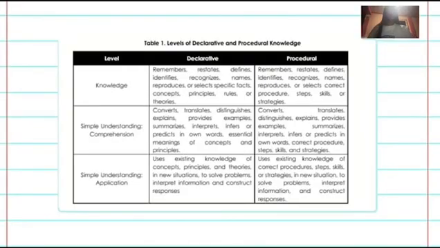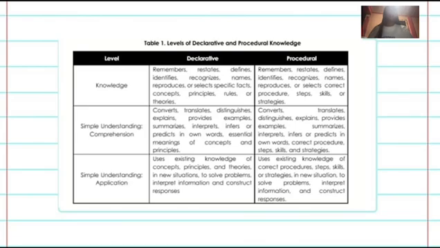So the table 1 shows the levels of declarative and procedural knowledge. First is the knowledge. Remembers, restates, defines, identifies, recognizes, names, reproduces, or selects specific facts, concepts, principles, rules, or theories. So, ang motto niya sa declarative, and sa procedural, remembers, restates, defines, identifies, recognizes, names, reproduces, or selects correct procedures or steps, skills, or strategies.